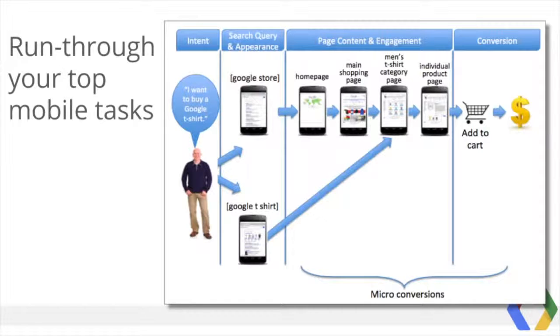Then he's taken to his region's main shopping page, where he may select the wearables category with the subcategory men's t-shirts. Once at the men's t-shirt category page, hopefully Tom will click through to an individual product page where he can add to cart and eventually get to the conversion stage and make a purchase. By the end, Tom has both completed his task and helped our business. Thanks, Tom.